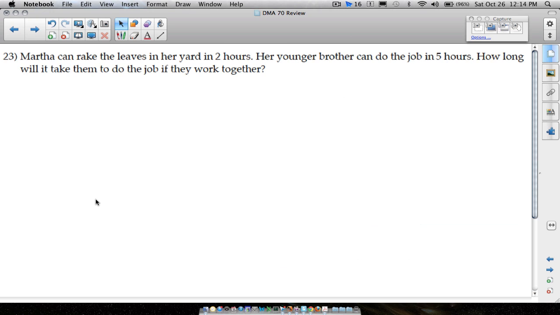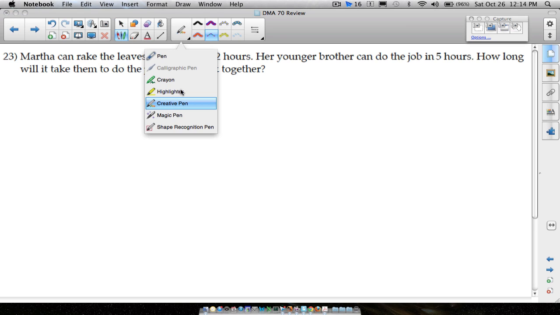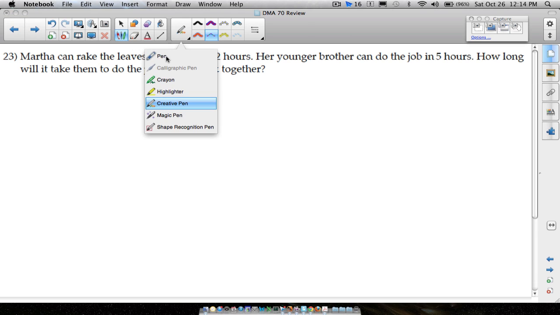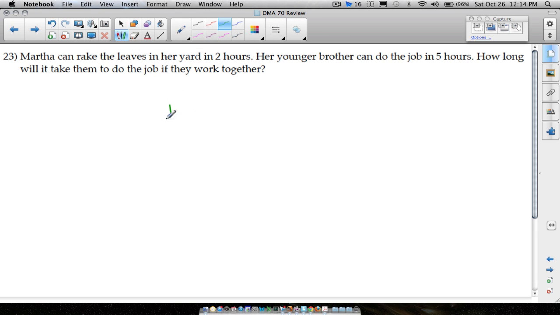Number 23, Martha can rake the leaves in her yard in 2 hours. The shortcut I told you to take is she can do 1/2 x. You take that number and you reciprocate it. The reciprocal of 2 is a half. Throw an x beside it. Her younger brother can do the job in 5 hours, so he's going to be 1/5 x.